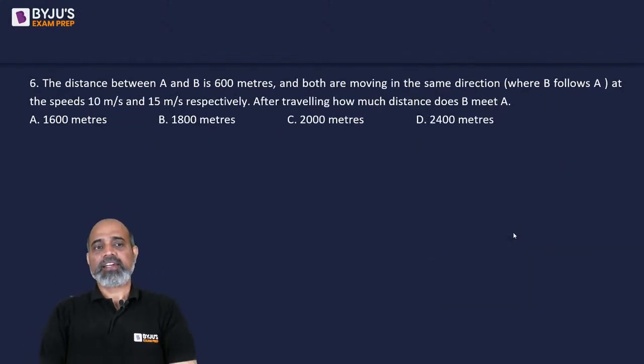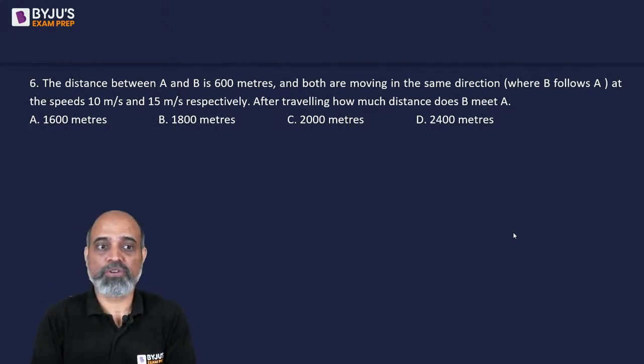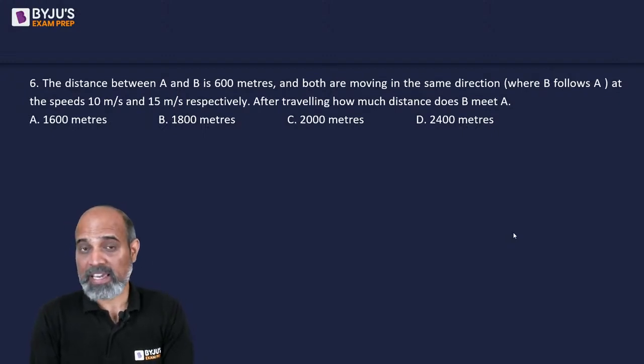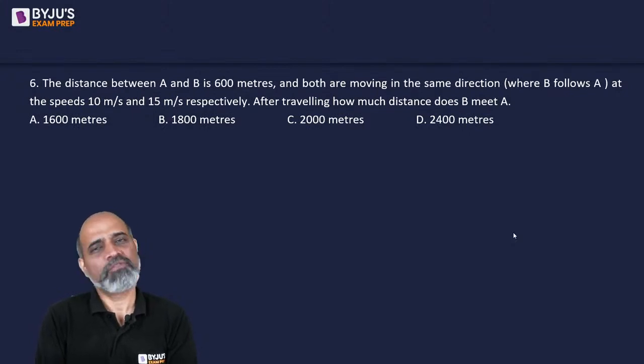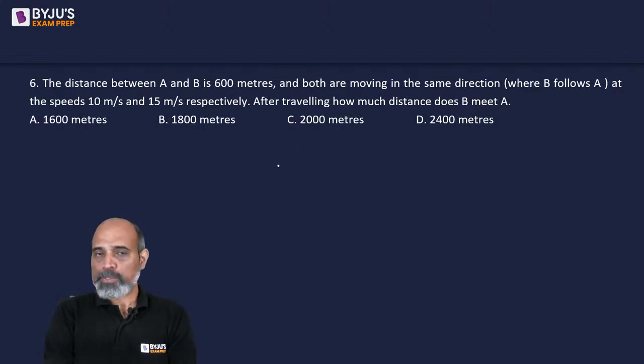Okay, next. The distance between A and B is 600 meters and both are moving in the same direction, where B follows A at the speeds 10 meters per second and 15 meters per second respectively. After traveling how much distance does B meet A? This is not the time they are asking. They are asking us, how far are they going to meet? Well, there are 2 different approaches to solve this. One is using an equation, the one we have used in the last question, and another is using ratio. You can also do it through the options. So I will tell you all three methods.